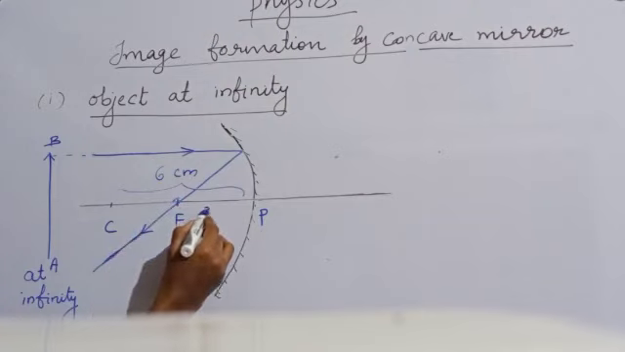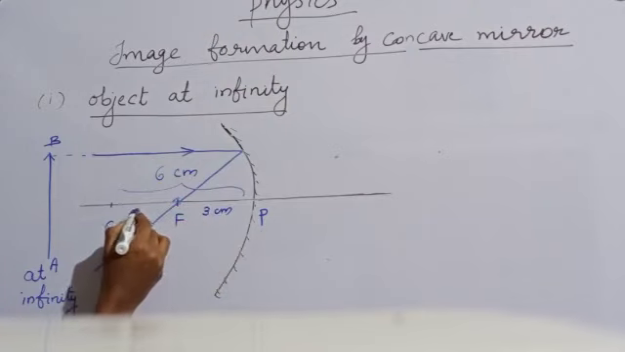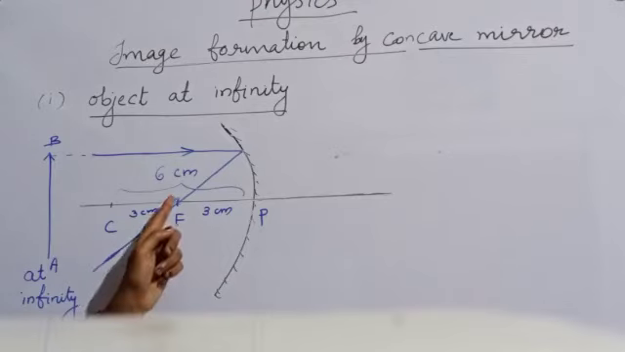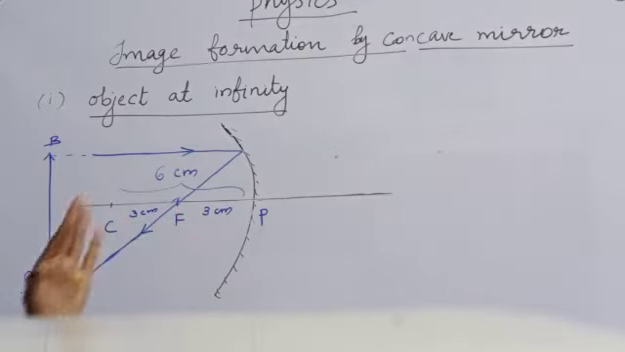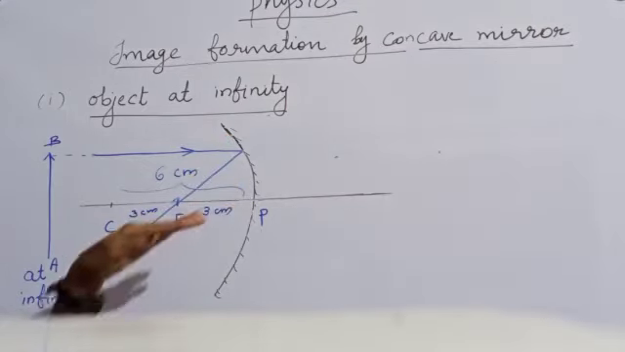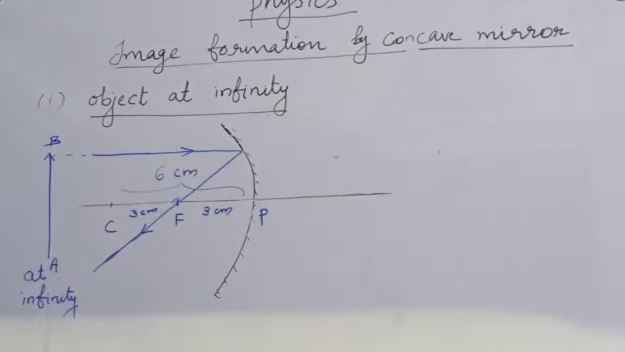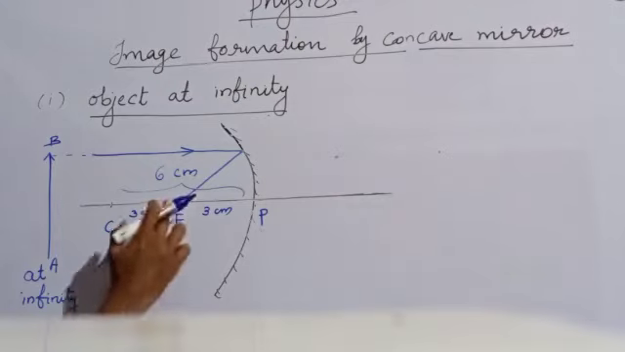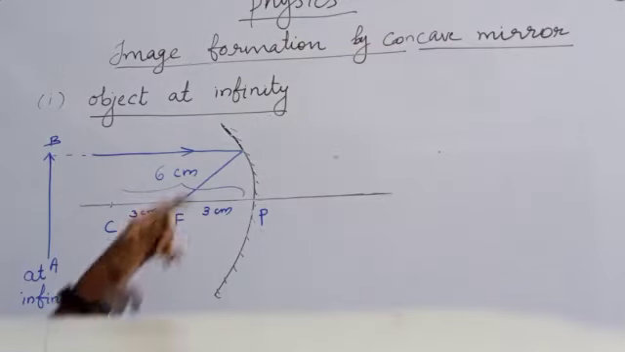So this distance will be 3 centimeter, and this distance also will be 3 centimeter. So you will get the middle of that as the focus of this concave mirror. So just select 6 centimeter and mark that point using a scale. You can mark the point as C, center of curvature. Then mark the midpoint as the focus of this concave mirror.